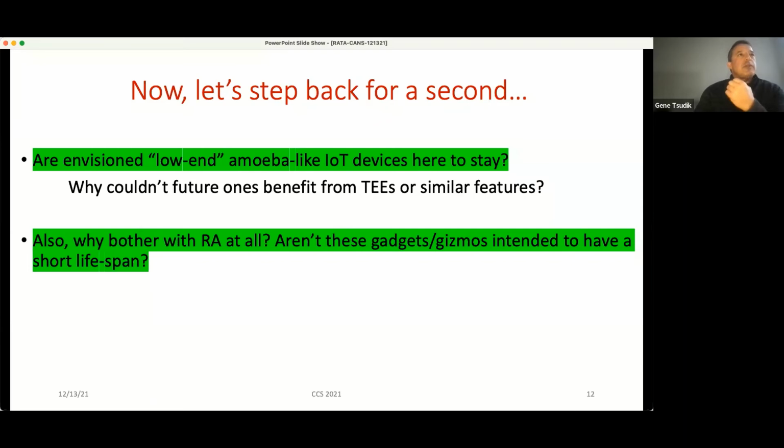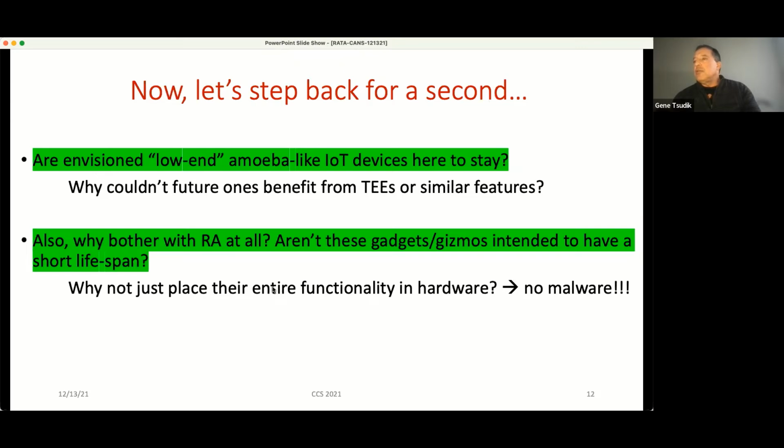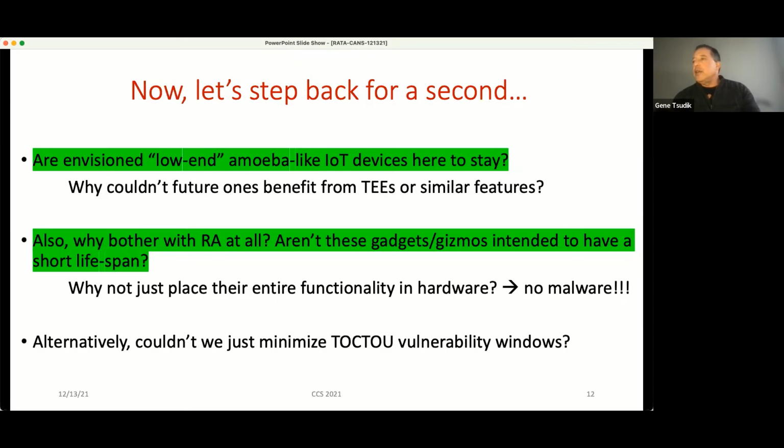And this is the root of the problem. If a device ever needs to be updated, that means there has to be some software on it, something that can be replaced. And if it can be replaced, then malware can replace it or modify it. And that's the answer here. As I said, we could also try to minimize these vulnerability windows that I discussed in the previous slide, but that, of course, is basically like shooting yourself in the foot.